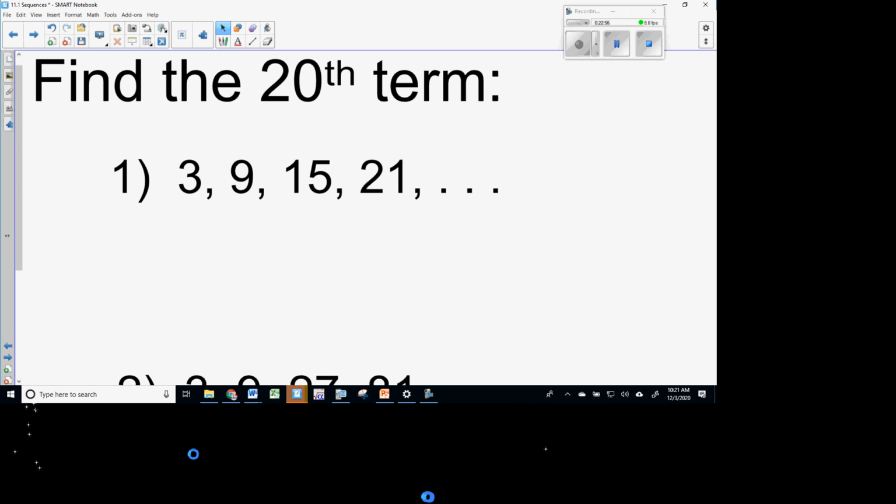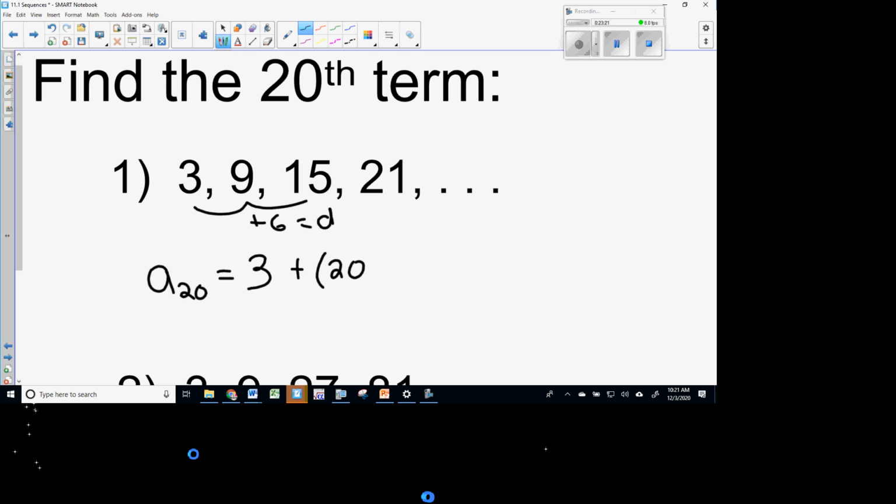Find the 20th term of 3, 9, 15, 21. Step 1, you have to figure out what type it is. It's arithmetic because you add 6. So that means that's my d. So if I want to find my 20th term, it is my first term, 3, plus 20 minus 1 times 6. We type that in the calculator, 97.